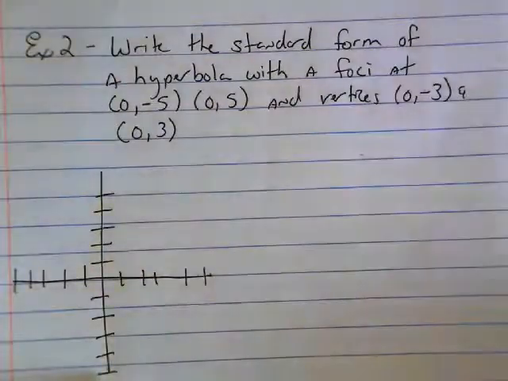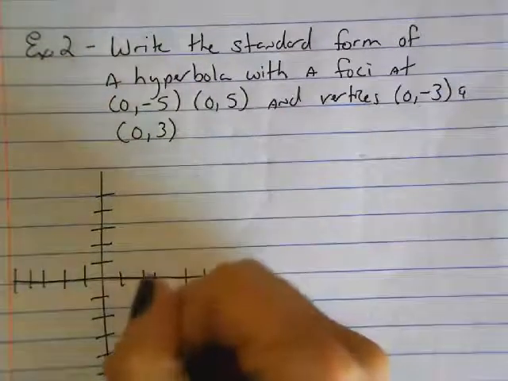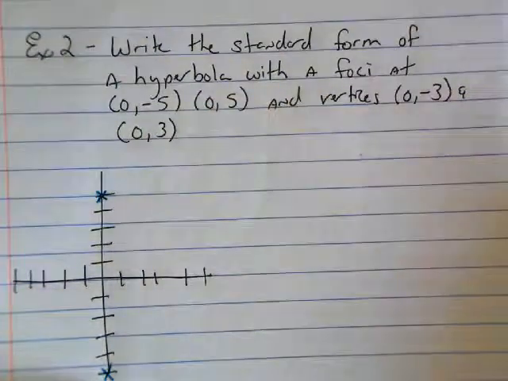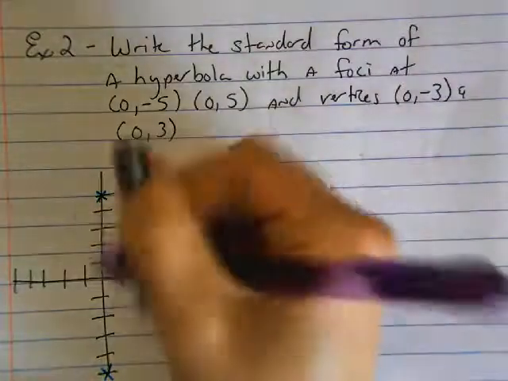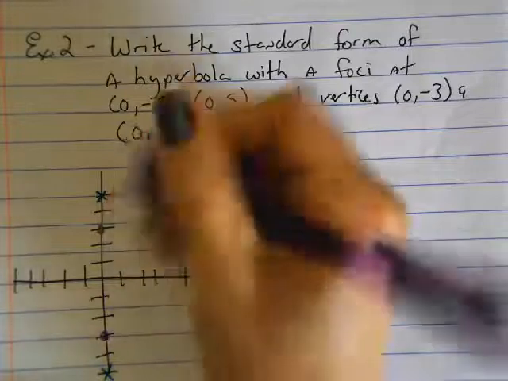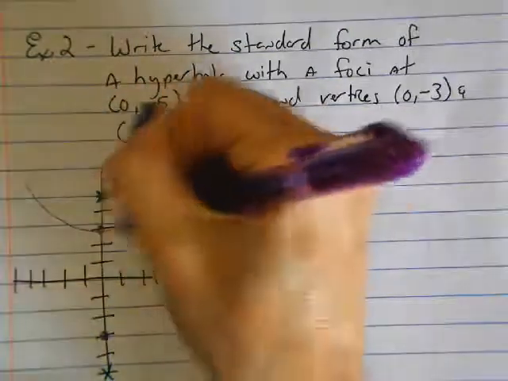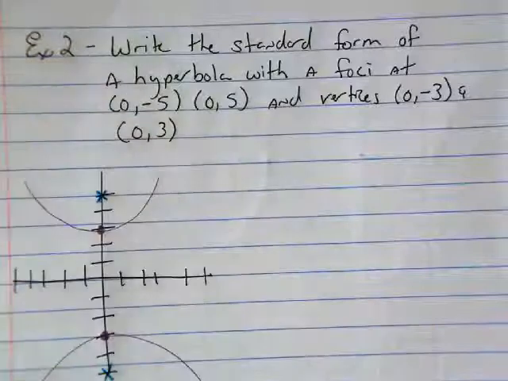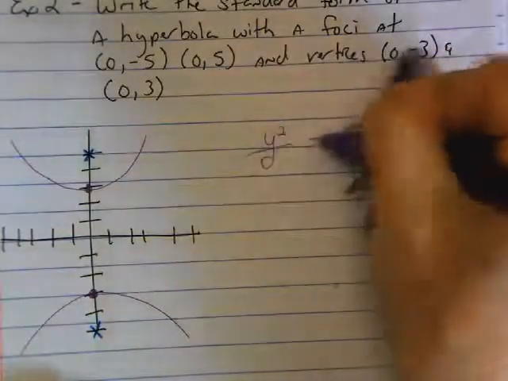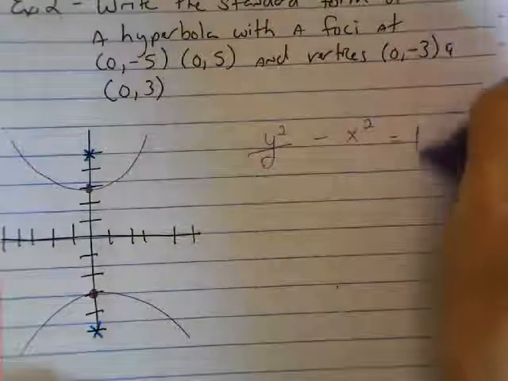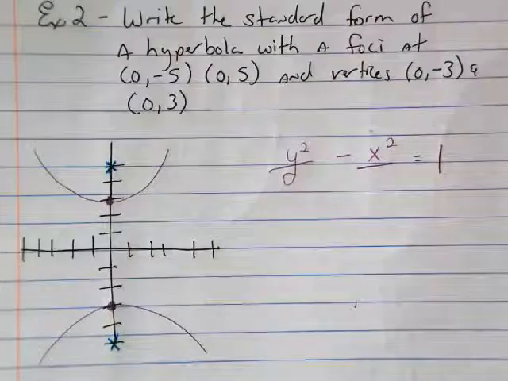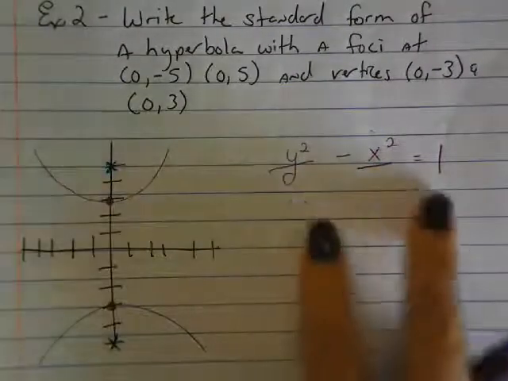Alright, so I have foci at (0, -5) and (0, 5), and vertices at (0, -3) and (0, 3). So if I were just going to sketch it, it looks something like that. The first thing this tells me is that y leads. That's the first thing I got. So now I need to do a little bit of work here.